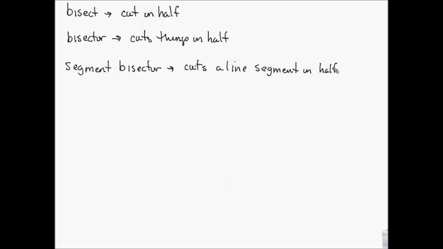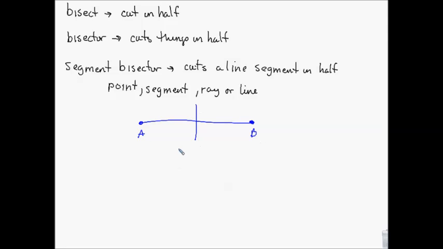Okay, and this can be a point, a segment, a ray, or a line. Basically anything that, if I have some line segment AB, this thing will come through and this is the bisector, and it'll make these two sides equal. And a bisector hits a line segment at the midpoint.